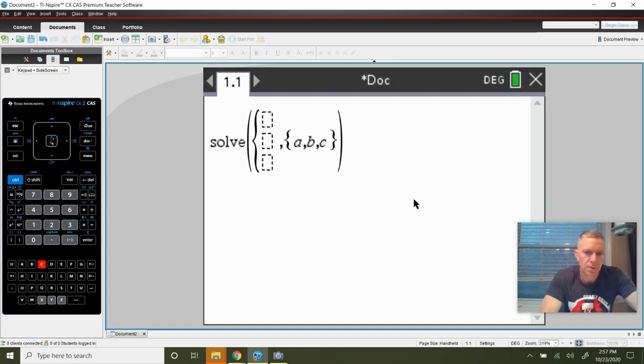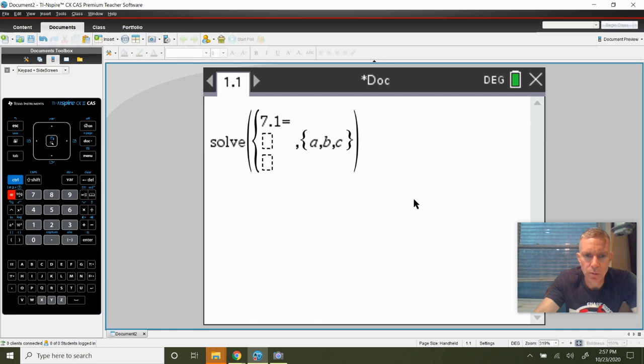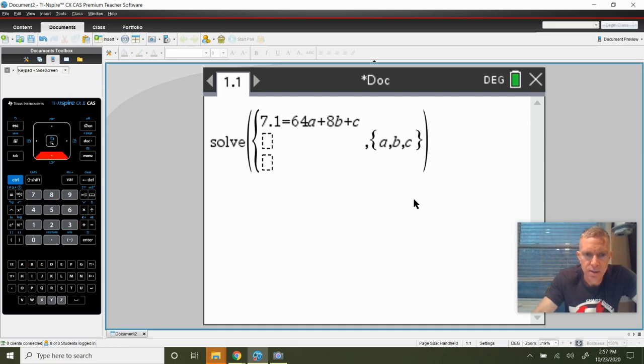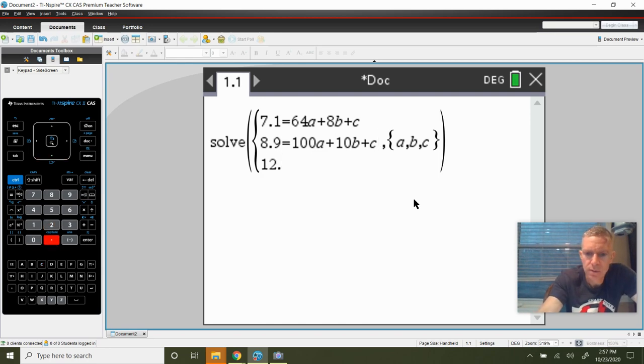And now here's our equations. You can type it in any way you want. I'm just going to type it in the way I wrote it. 7.1 equals 64A plus 8B plus C. Next one, 8.9 equals 100A plus 10B plus C. Next one, arrow down, 12.5 equals 169A plus 13B plus C.